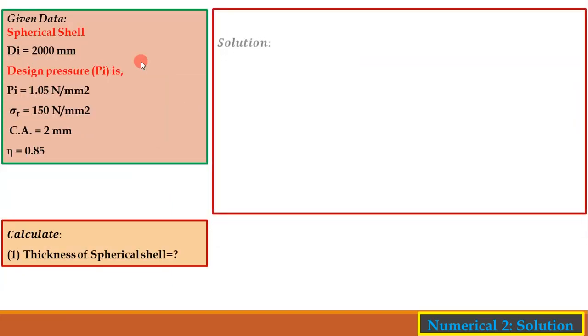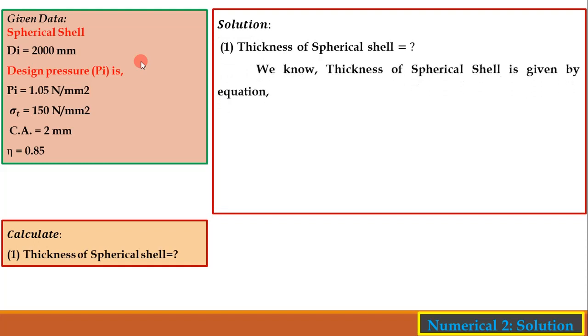So we'll start the solution. The first point is the thickness of the spherical shell. We know it is given by the equation TSS = Pi di / (4 sigma T eta - Pi) + Ca, where TSS is the thickness of the spherical shell. Now here all the values are known. Design pressure Pi is 1.05, internal diameter di is 2000 mm, and the allowable tensile stress is directly given as 150 Newton per mm square.